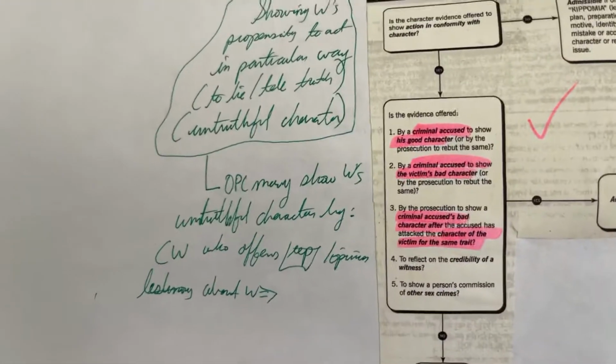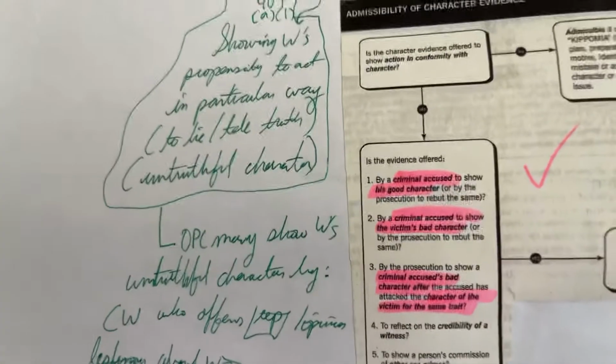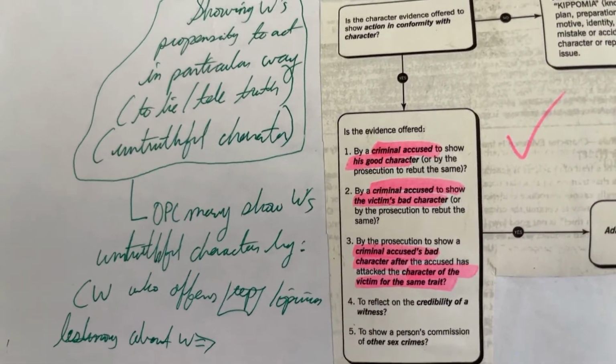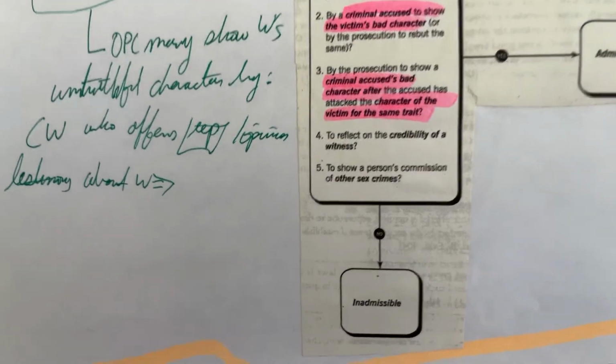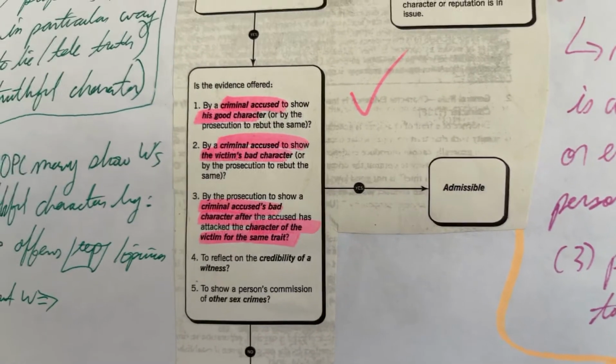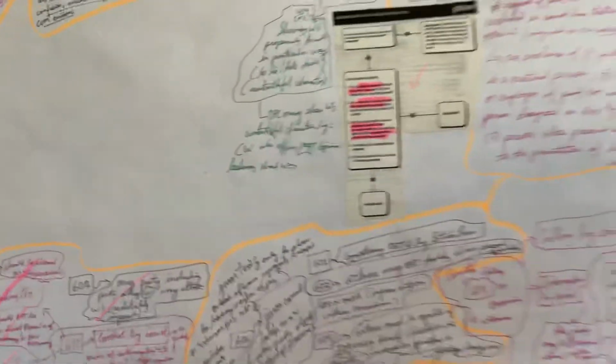Four or five on the list of questions talk about evidence offered to reflect on the credibility of a witness or to show a person's commission of other sex crimes. If the answer there is no, then that's inadmissible. If the answer for those five is yes, then admissible. And so next we'll talk about hearsay.